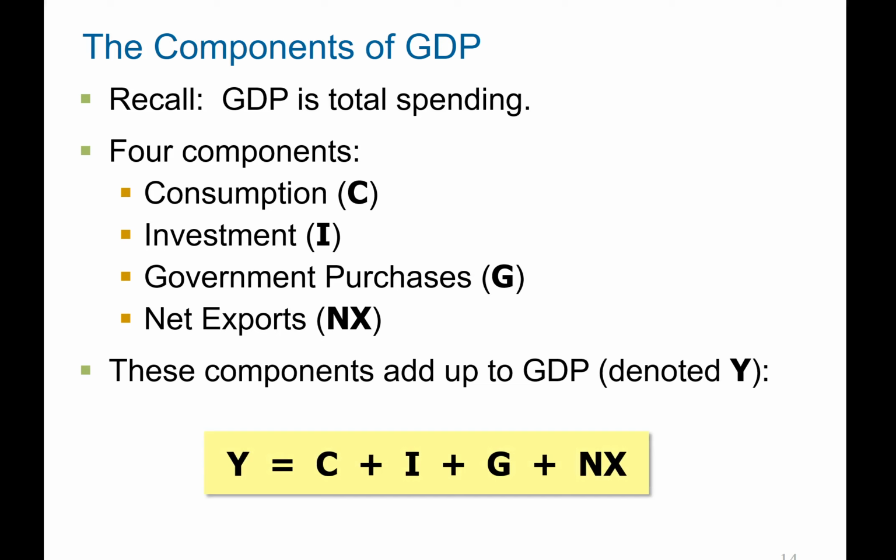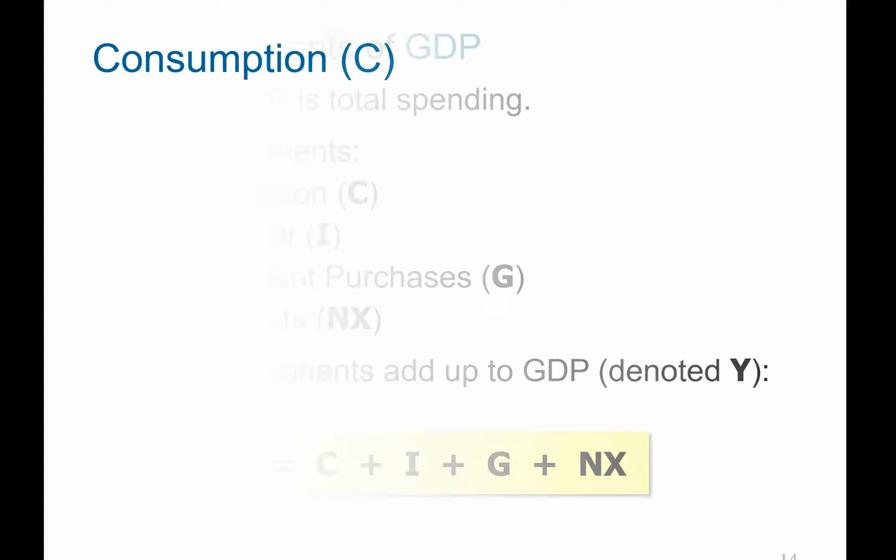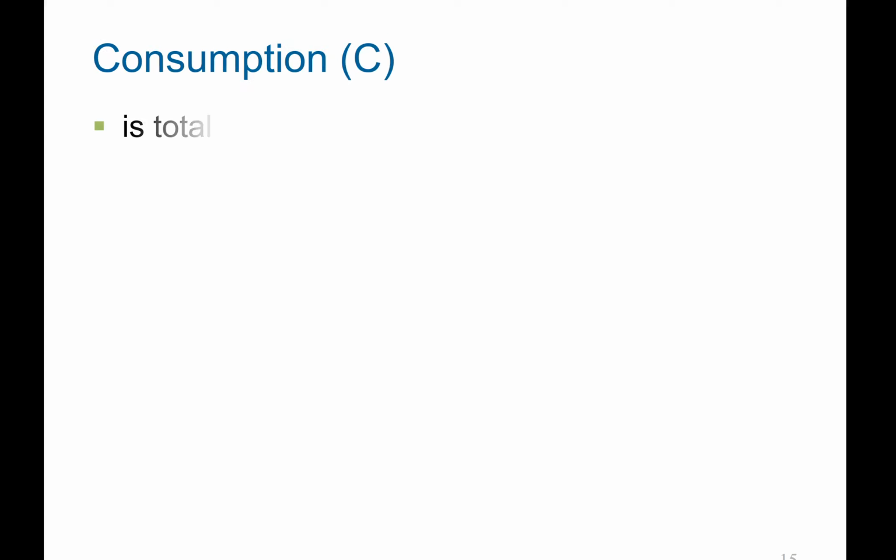When we put it together, we get this nifty identity or equation, and Y is the term we use to denote GDP, is equal to all of those components added together. So when we're measuring GDP, we look at consumer spending or consumption. We look at investment spending, which has a very specific definition. We look at government purchases, not government spending. There's a big difference there. And we look at net exports. So let's look at each one individually.